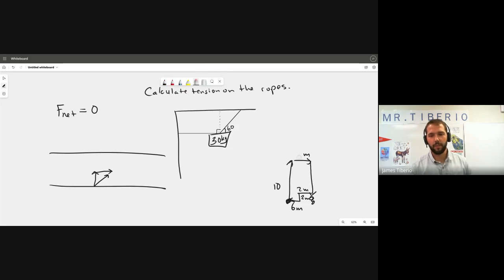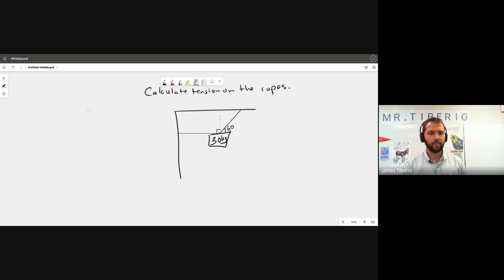So I'm going to get right into it. Here's a practice question I have on the board. Calculate tension on the ropes. I know it's very simple. I've included all of the pertinent information. If I forgot something, we will catch it as we go.